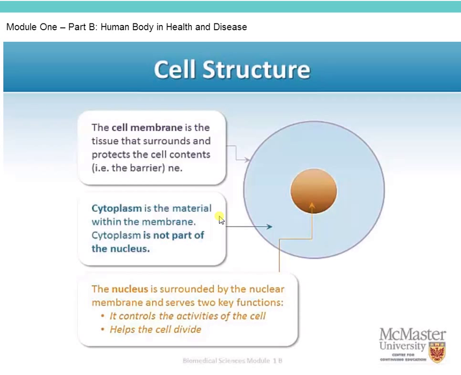On this slide, we review cell structure. The nucleus is the innermost part of the cell, which is surrounded by the nuclear membrane and serves the functions of controlling the activities of the cell and helping the cell to divide. Cytoplasm is the material within the membrane and is not part of the nucleus. The cell membrane is the tissue that surrounds and protects the cell contents.